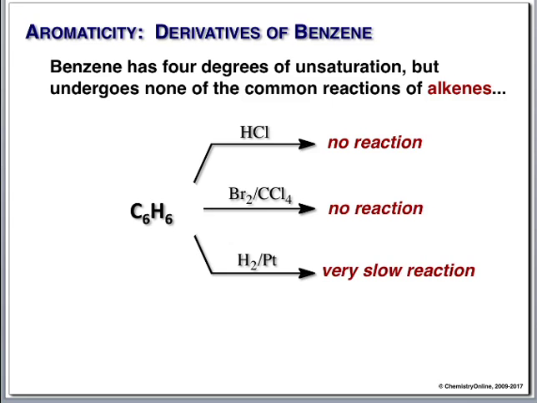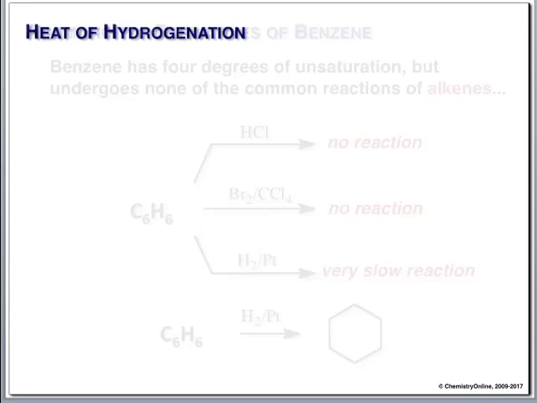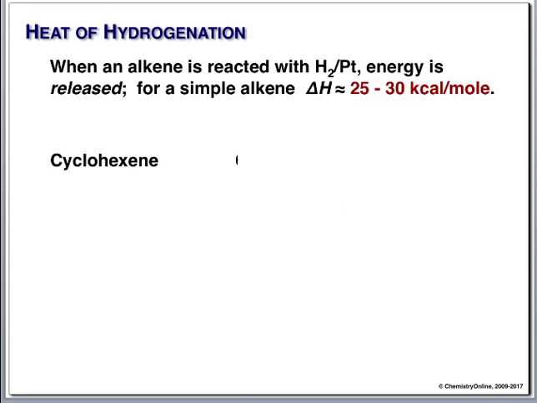Now, if you let this sit long enough, you do in fact get cyclohexane. So that kind of suggests that it is a 6-membered ring. Back before there were things like X-ray crystallography, chemists had to do things the hard way. And one of the hard ways was to do something called heat of hydrogenation.